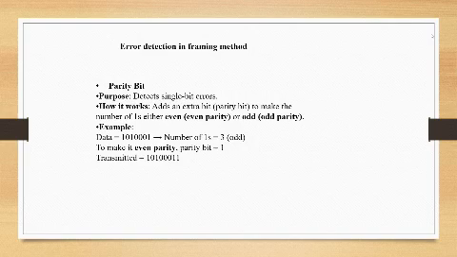So one simple method of error detection is the parity bit. We add an extra bit to the data, so the total number of ones is either even or odd, depending on the parity rule. For example, in the data 0101001, we have 3 ones. To make it even parity, we add 1 at the end, making it 10100011. It helps detect single bit errors during transmission.